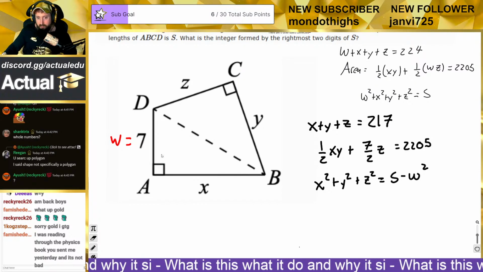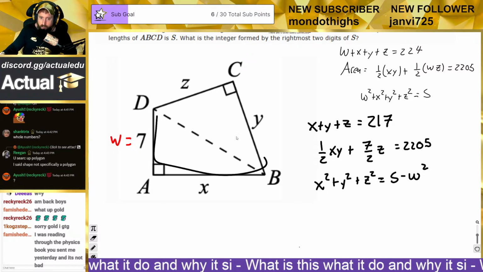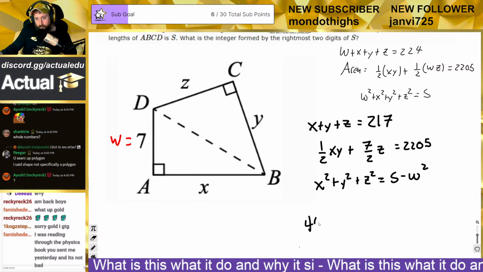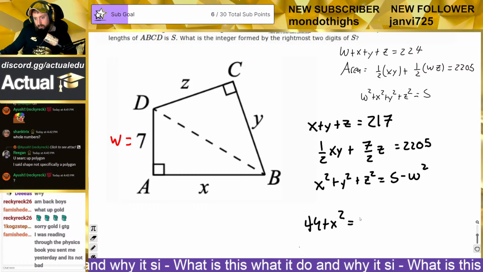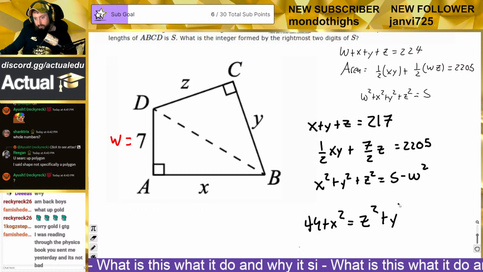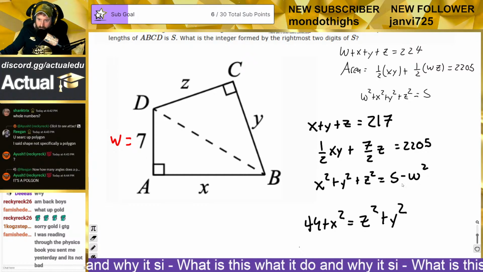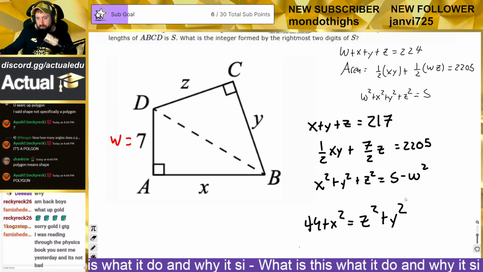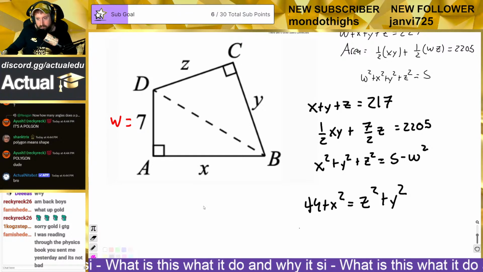Okay, here's the other cool thing. This side plus this side squared must equal this side plus this side squared, because they both form right triangles. So we can also say that 49 plus X squared has to equal Z squared plus Y squared. Okay. Getting closer. Oh, bingo. See this? That's nice. I like this. I'm a fan of this.